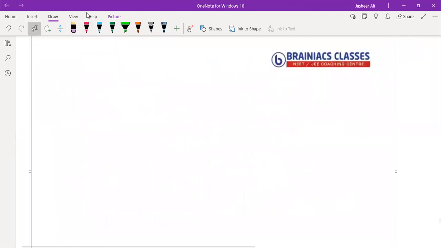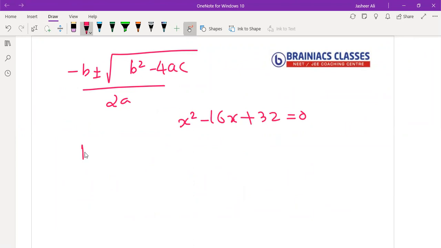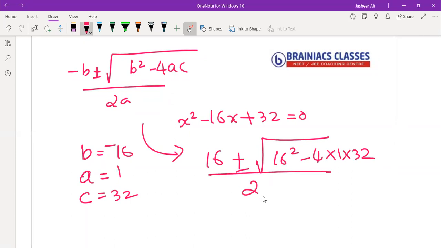Now, how will we solve a normal quadratic equation? Minus b plus or minus root of b square minus 4ac, by 2a. Our equation is x square minus 16x plus 32 equal to 0. Here b is minus 16, correct? b is minus 16, a equal to 1, c equal to 32. Substitute in this formula. Minus b, so 16 plus or minus root of 16 square minus 4 into 1 into 32, whole divided by 2.